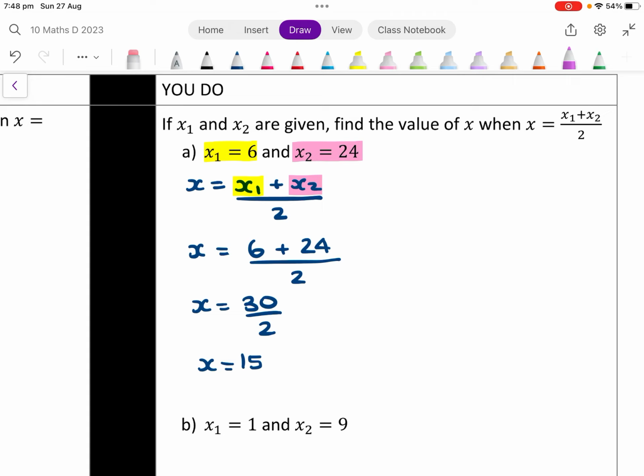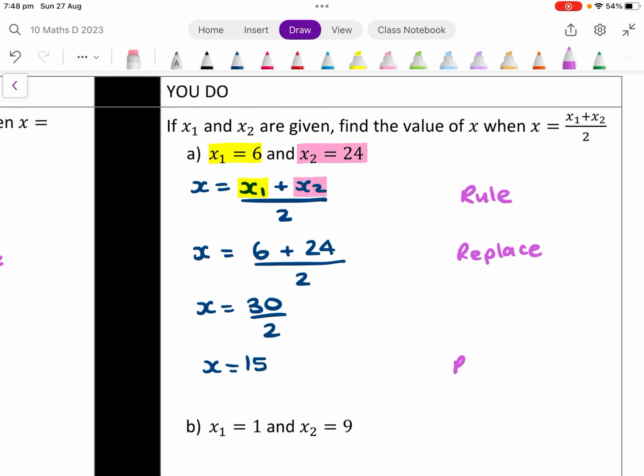So for your working out, you should have had your rule, you should have replaced your values in your rule, and then you should have gotten your result.